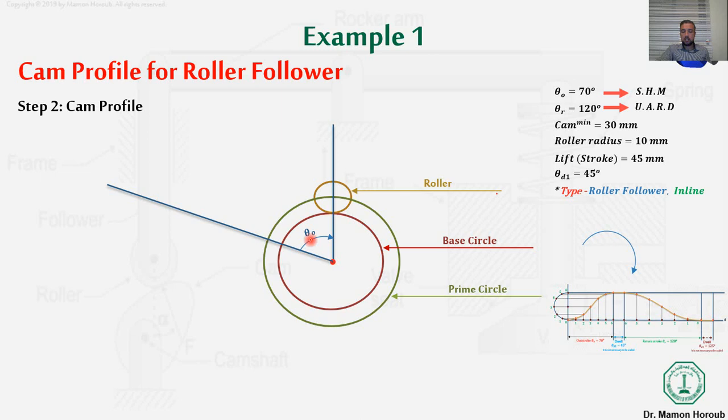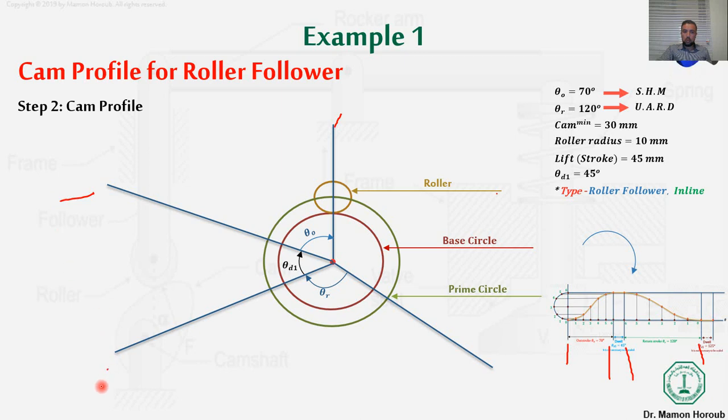So this is my theta out stroke. As we have another dwell, which is the dwell of 45 degrees, we will draw another line with theta dwell equal to 45 degrees. The third line is the theta of return stroke. So we will draw another line, which is the fourth line, with theta equal to theta r. So as we are seeing here, 1, 2, 3, and 4, with the same angles.